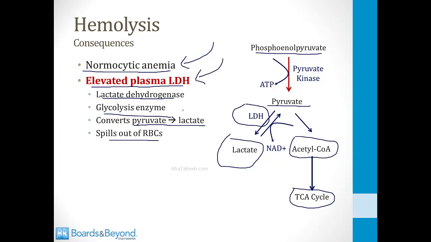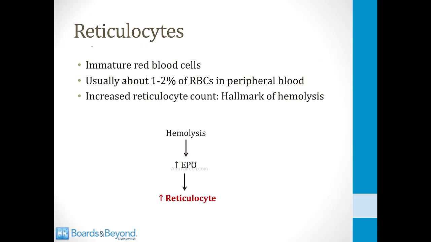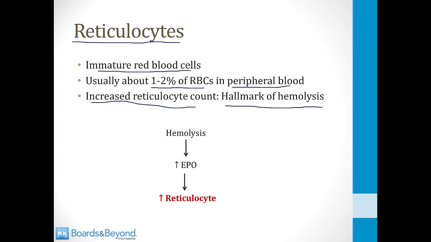of hemolysis. Another hallmark of hemolysis is an increased number of reticulocytes seen in the peripheral blood. Reticulocytes are immature red blood cells. Usually they constitute about 1 to 2% of the red cells in the peripheral blood. However, an increased reticulocyte count will be seen in hemolysis, and in fact it's a hallmark of hemolysis. We'll talk in a minute about how you can use the reticulocyte count to distinguish hemolytic anemia from other causes of normocytic anemia.